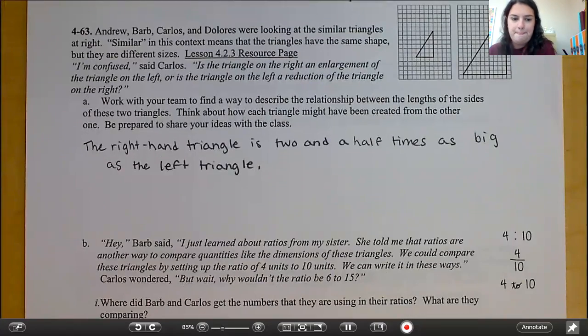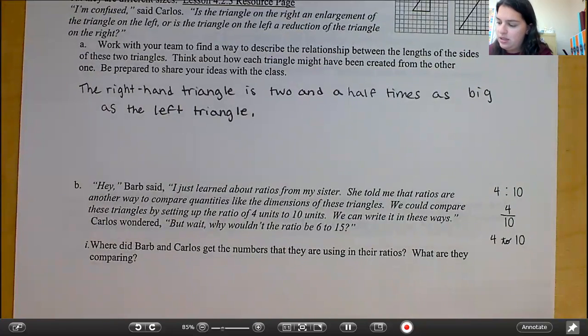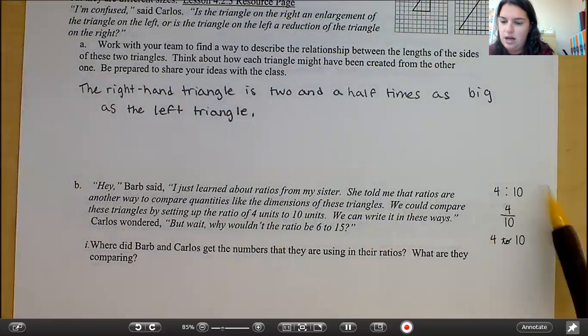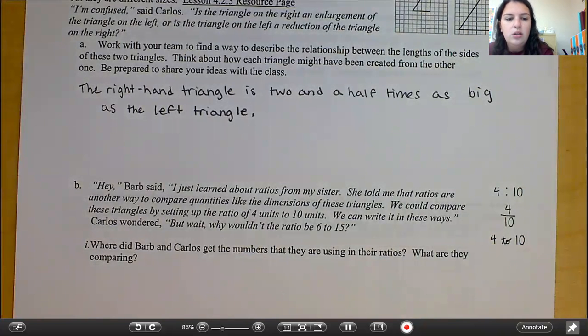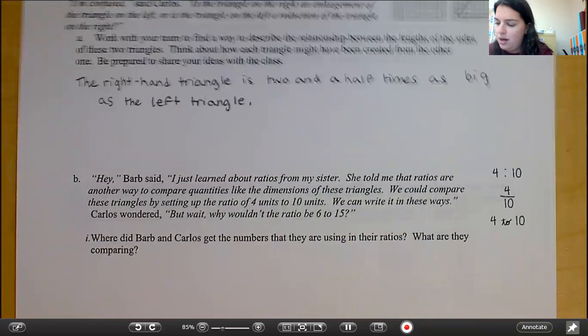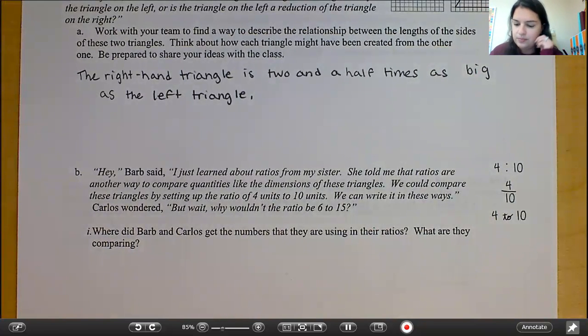Part B says, Barb said, "Hey, I just learned about ratios from my sister. She told me that ratios are another way to compare quantities like the dimensions of these triangles. We could compare these triangles by setting up the ratio of 4 units to 10 units. We can write it in these ways: 4 to 10, 4 over 10, 4:10." Carlos wondered, "But wait, why wouldn't the ratio be 6 to 15?" Part 1. Where did Barb and Carlos get the numbers that they are using in their ratios? What are they comparing? Go ahead and pause that and answer.